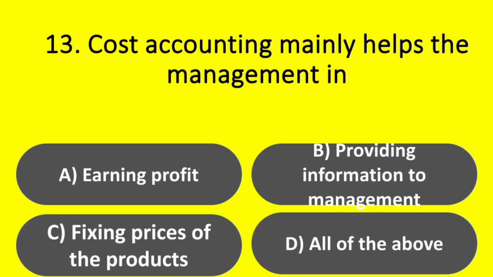Cost accounting mainly helps the management in option A, Earning profit; option B, Providing information to management; option C, Fixing prices of the products; option D, All of the above. Answer: option B, Providing information to management.